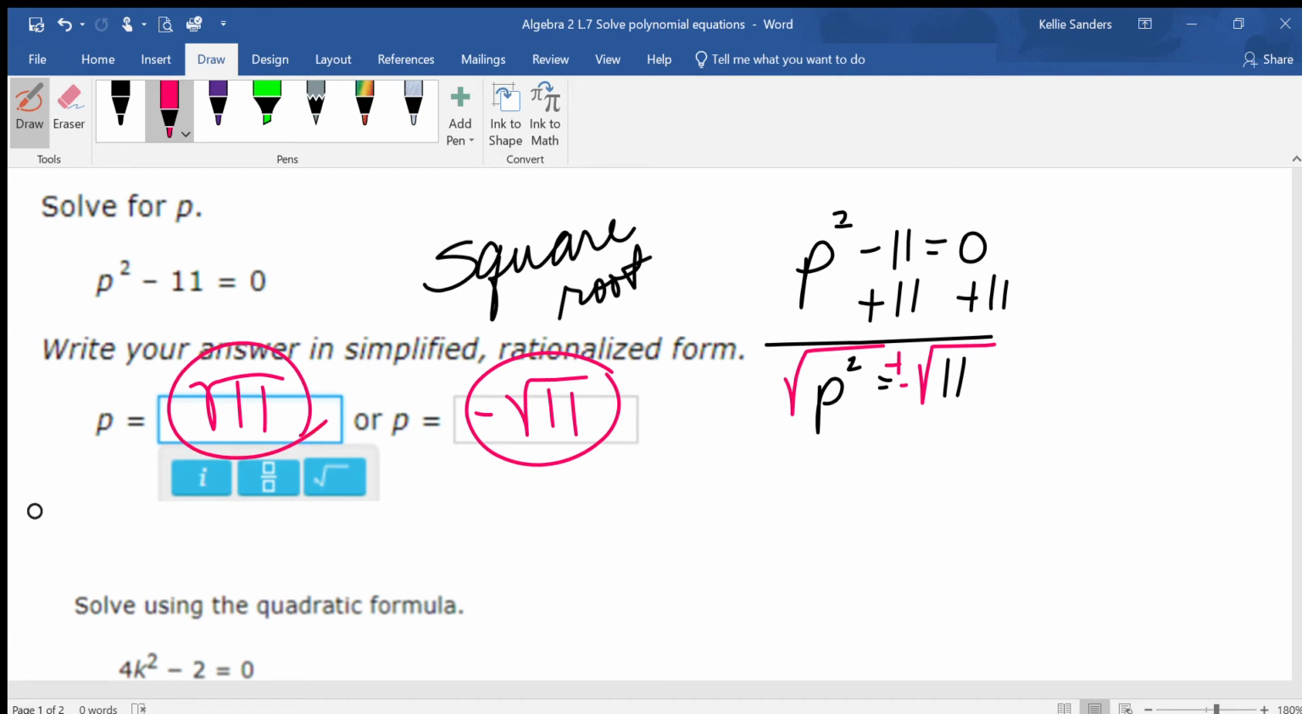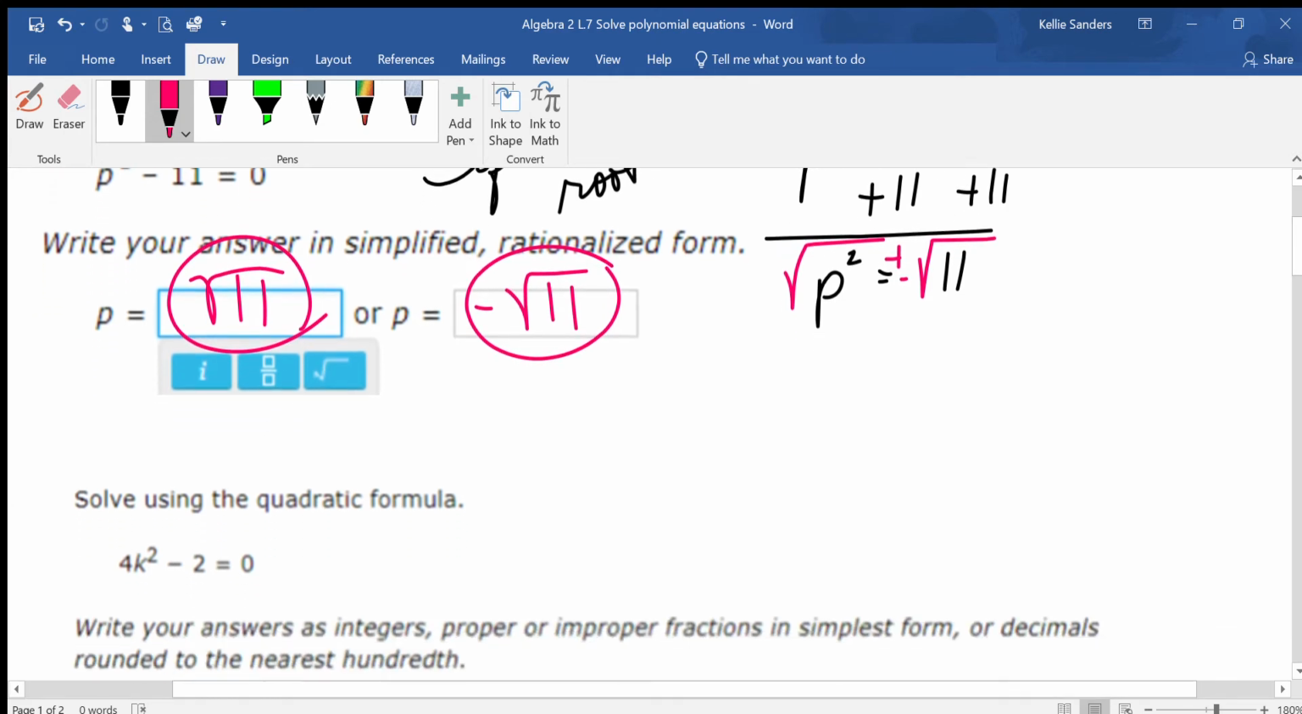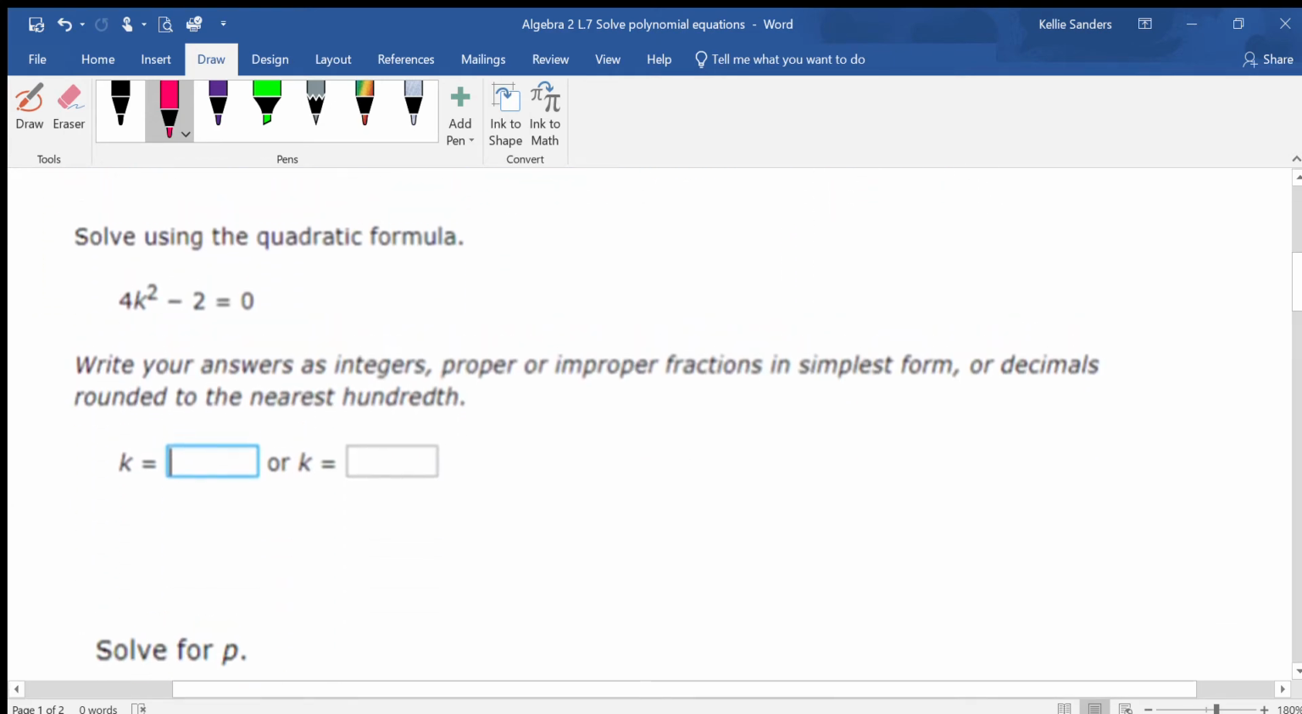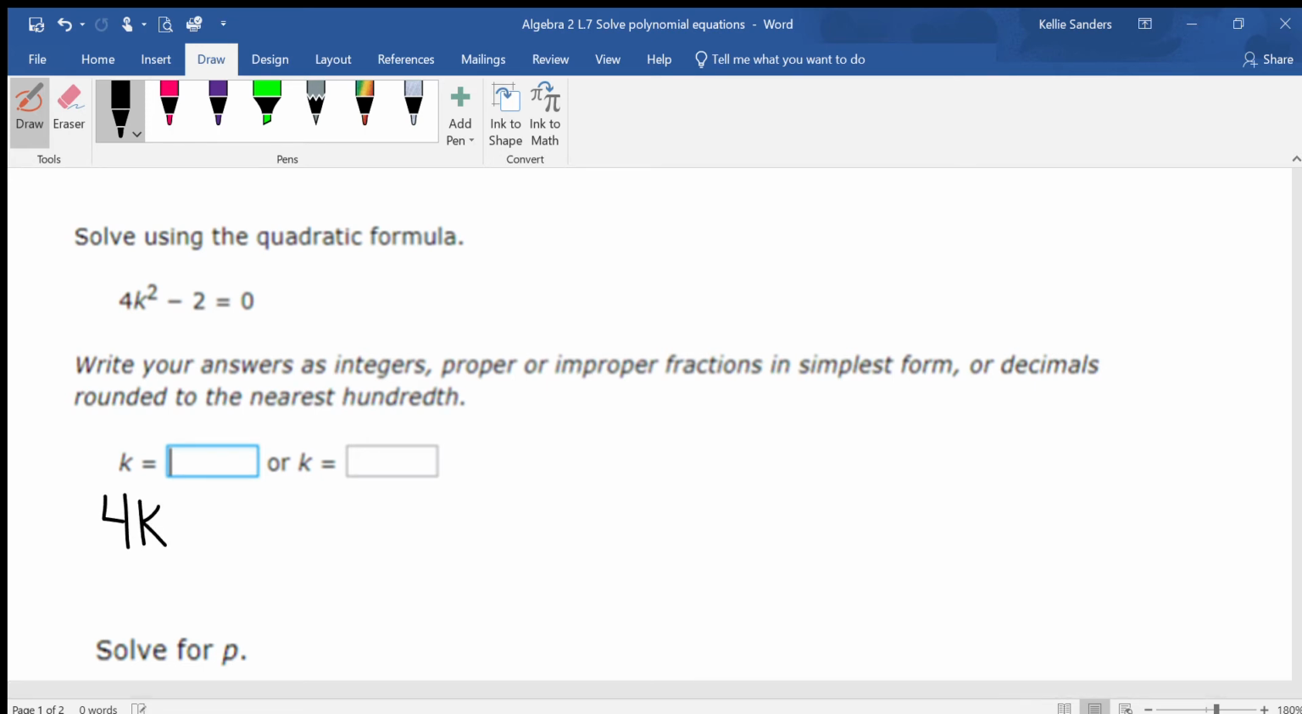Okay? Or you could have used the quadratic formula. The quadratic formula works every single time. And I'm going to do that on this one. I'm going to do it two ways. I'm going to do it the shortcut, or the simpler way.